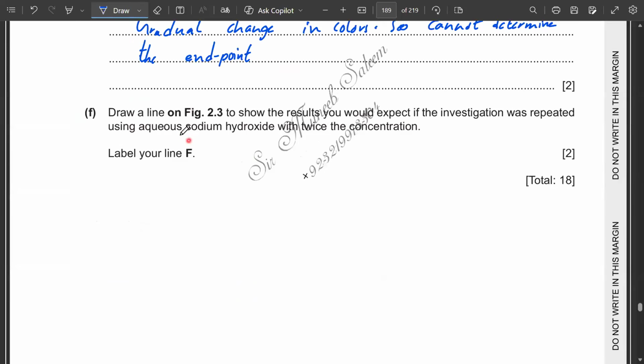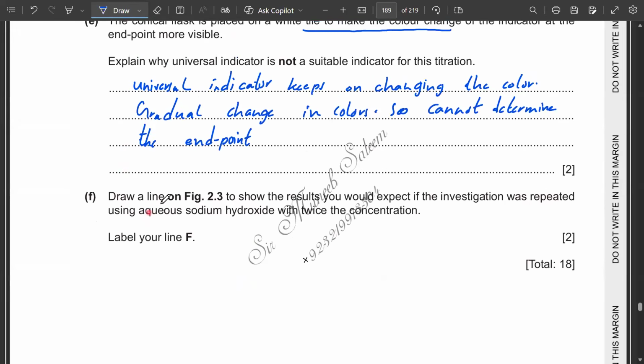Then we have the F part, last part of this question. Draw a line on figure 2.3 to show the results you would expect if the investigation was repeated using the aqueous sodium hydroxide with twice the concentration. Now, sodium hydroxide, if used with twice the higher concentration, what would it mean?